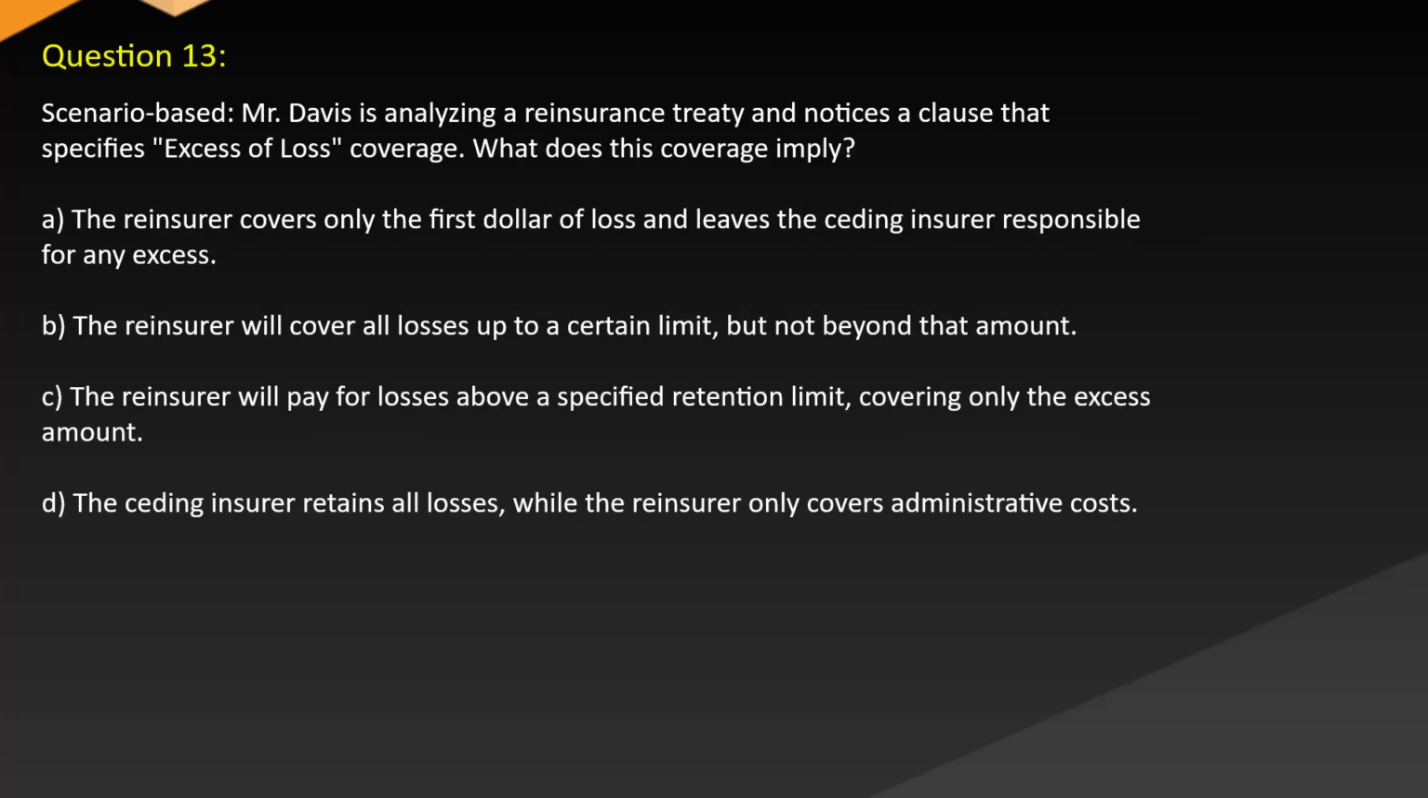Question 13. Scenario-based. Mr. Davis is analyzing a reinsurance treaty and notices a clause that specifies the excess loss coverage. What does this coverage imply? A. The reinsurer covers only the first dollar of loss and leaves the ceding insurer responsible for any excess. B. The reinsurer will cover all losses up to a certain limit, but not beyond that amount. C. The reinsurer will pay for losses above the specified retention limit, covering only the excess amount. D. The ceding insurer retains all losses, while the reinsurer only covers administrative costs.